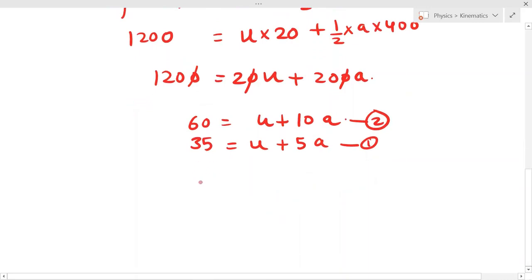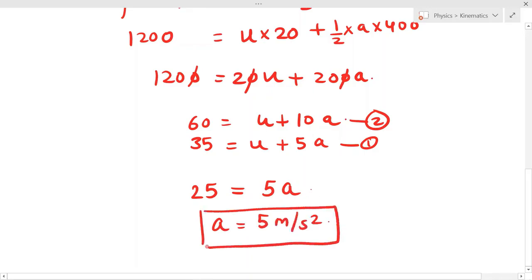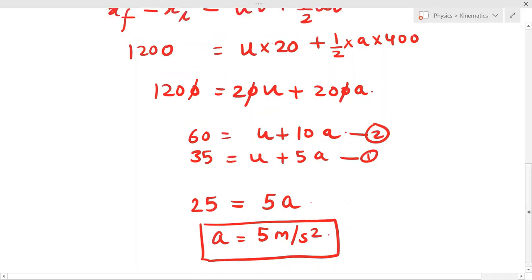Now subtracting, we get 10 minus 5 is 5, 60 minus 35 is 25, u minus u is 0. This is 25 is equal to 5a. So a is equal to 5 meter per second square. Now we know the acceleration, that is 5 meter per second square.